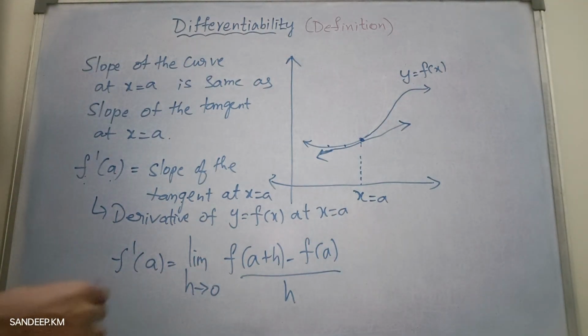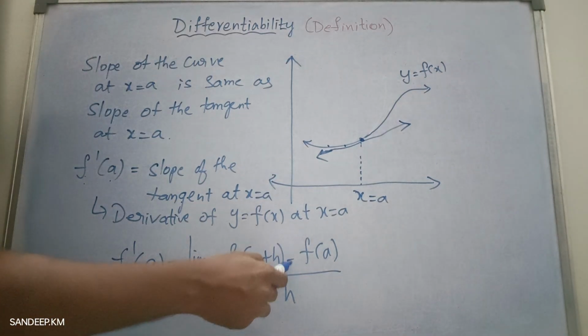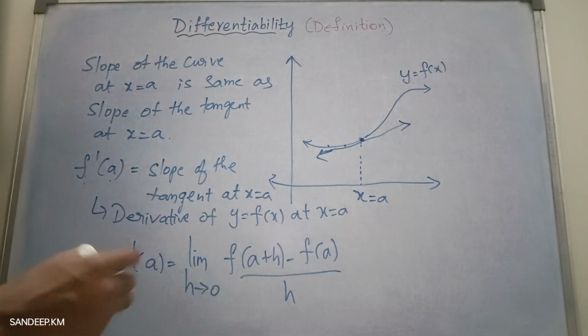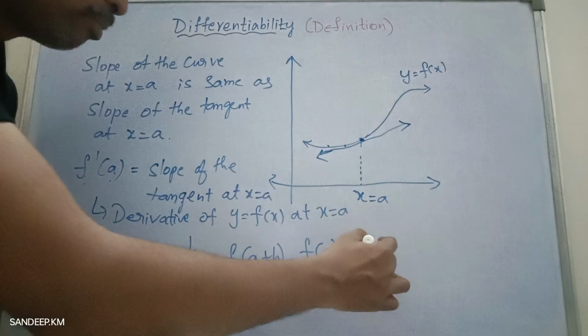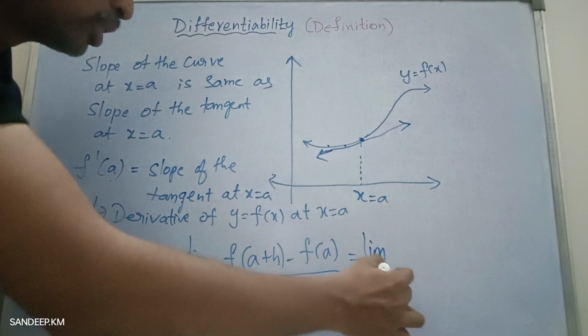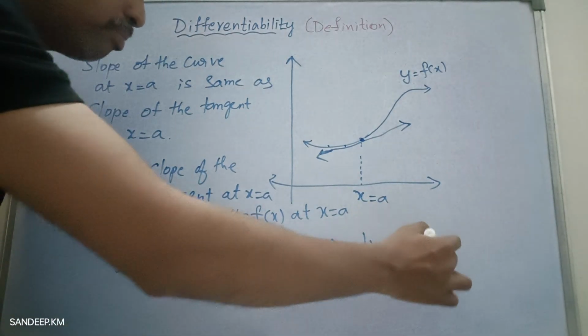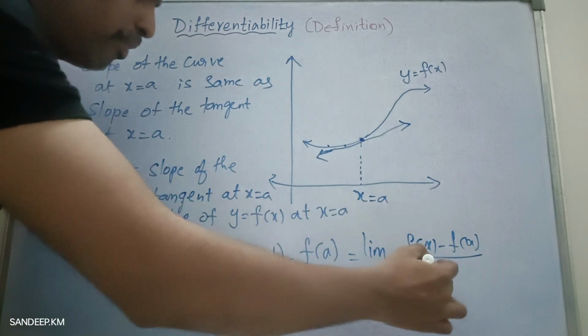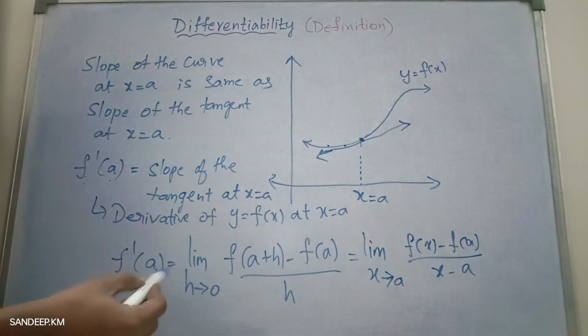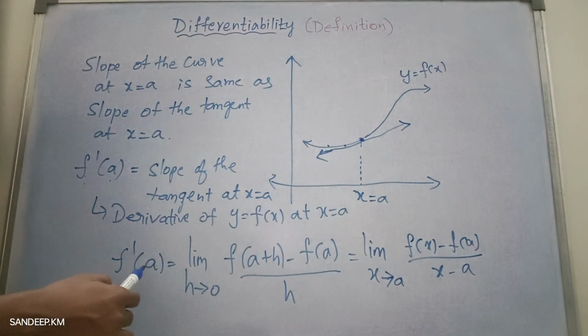Remember this, the formula to find f dash of a is limit h approaches 0 f of a plus h minus f of a divided by h, or we can also use another formula, limit x approaches a f of x minus f of a divided by x minus a. I can either use this formula to find f dash of a, or I can use this formula to find f dash of a.